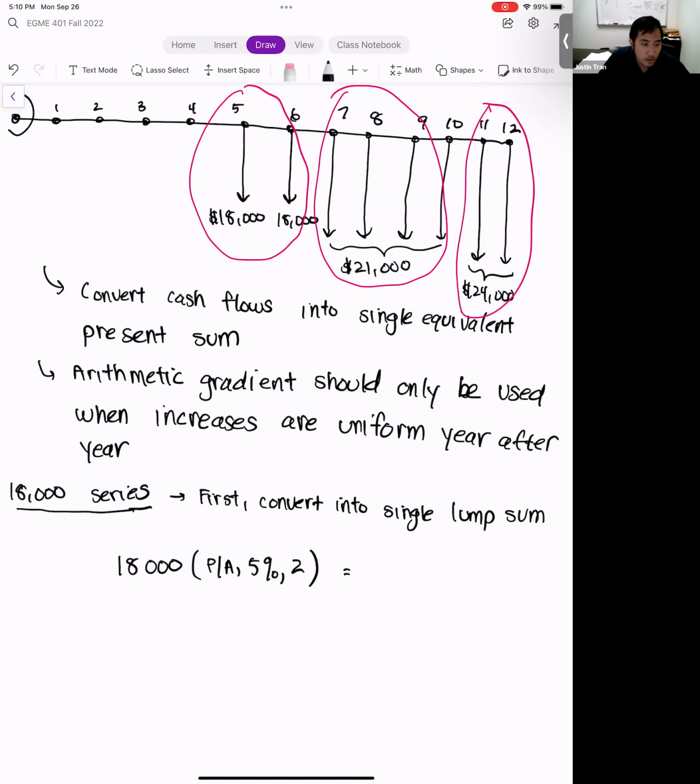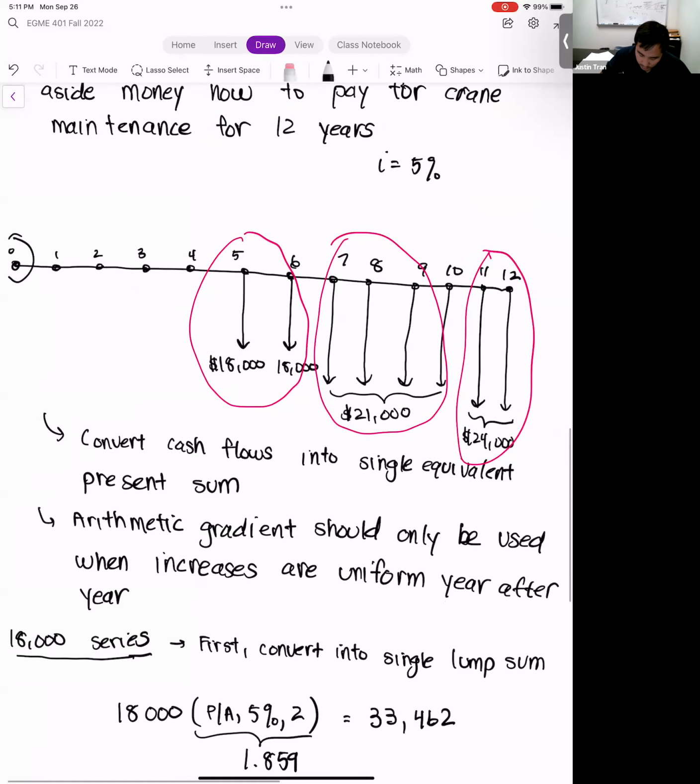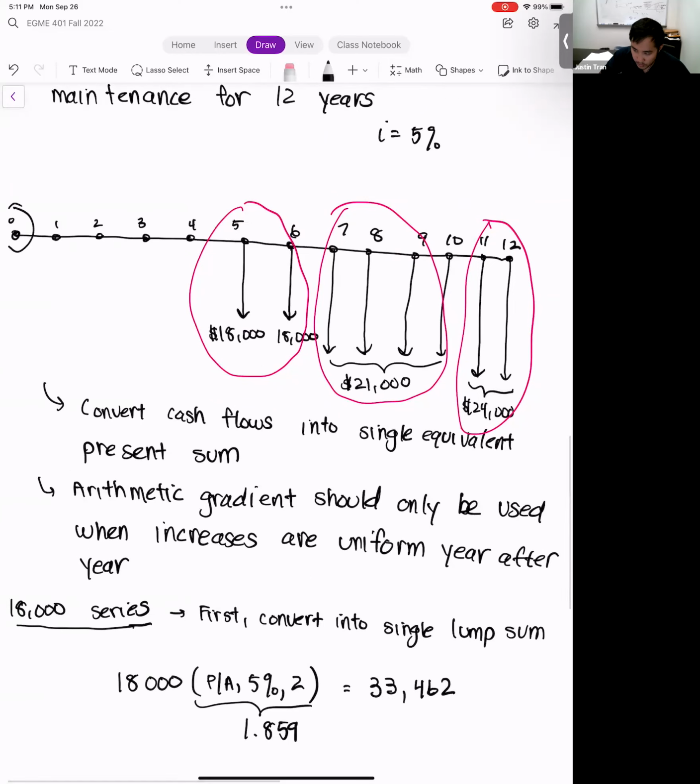Lots of scrolling. Okay, 5%. And so what we want is P over A. So P over A is this column right here, and we want N is equal to 2. Okay. And so from the compound interest tables, we see that this conversion factor here is 1.859. Okay. And so if we perform this arithmetic, we have 18,000 times 1.859. And what we get from this is 33,462. Okay. And so now we've converted this uniform series here into a single lump sum.